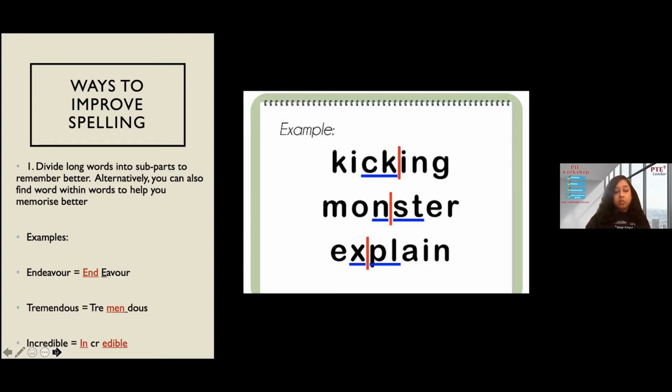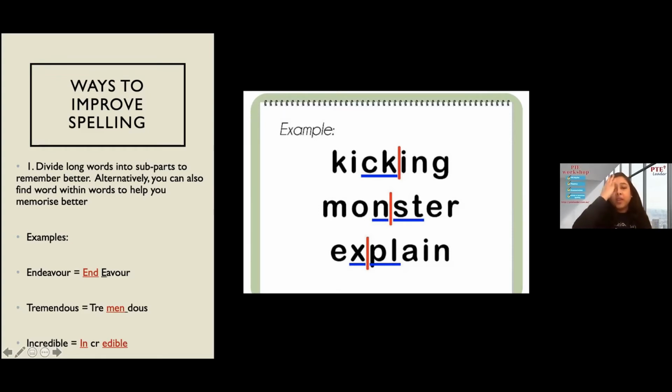Incredible. Divide it into three parts, edible. And within the word incredible, again, we have two more words, in and edible. So this is one very interesting and very effective way of remembering complex words where you make more mistakes or you are always confused. And yes, this strategy can be used in lots of other words as well.